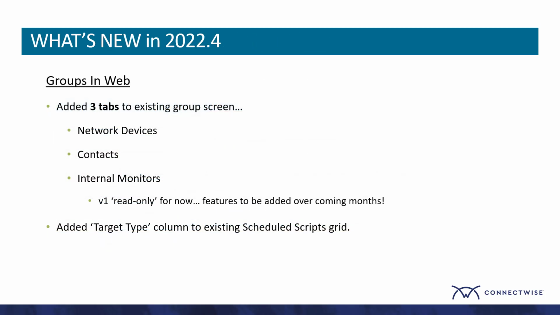More new content. To the group screen, we have added 3 new tabs in the Web Control Center. We've added a Network Devices and a Contacts tab, and we've added a read-only version of an Internal Monitors tab. More features to be added in the future, but for now that remains read-only. We've also added a target type column to the existing scheduled scripts grid in Web. So when I go look at scheduled scripts in Web, now I can see the target type in that column.